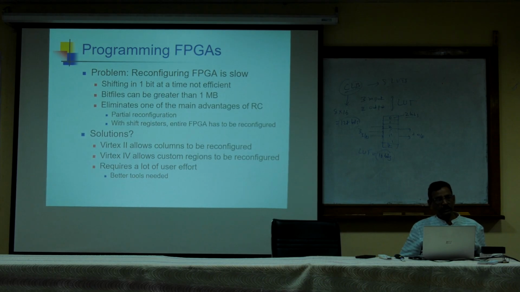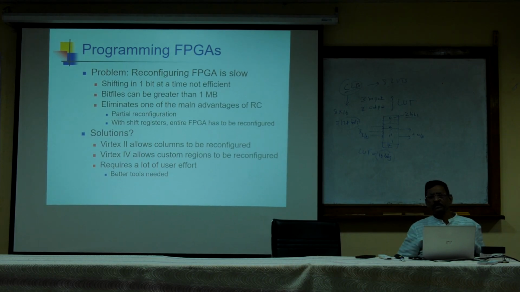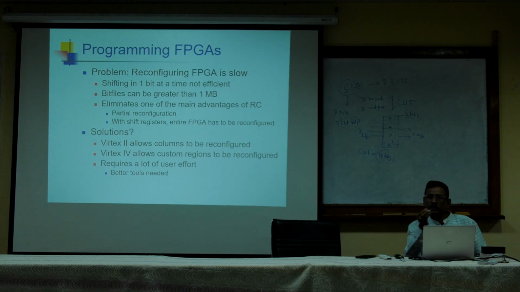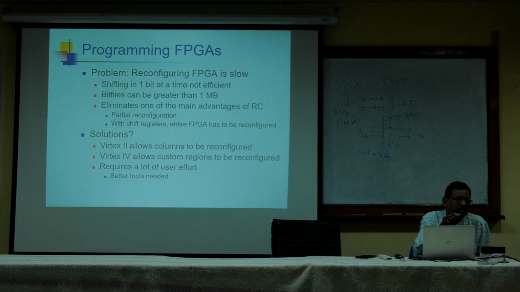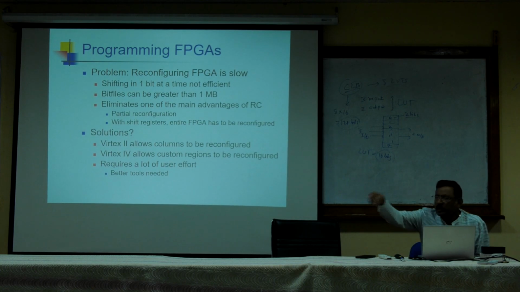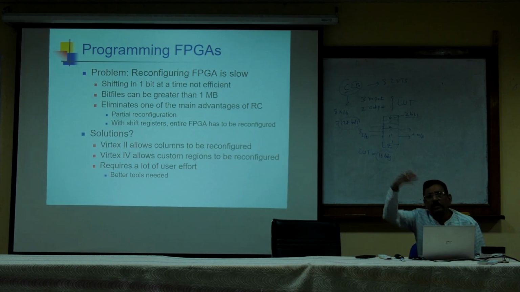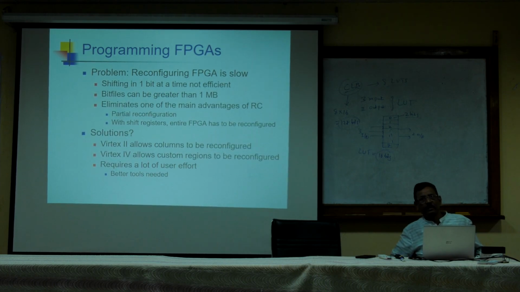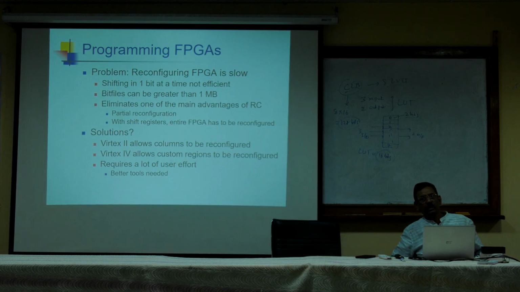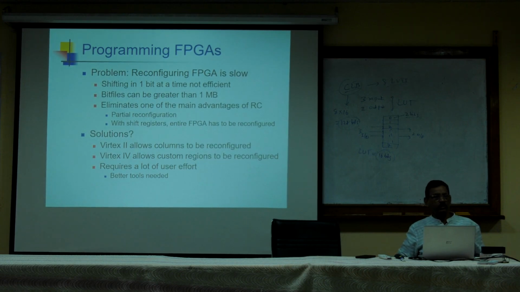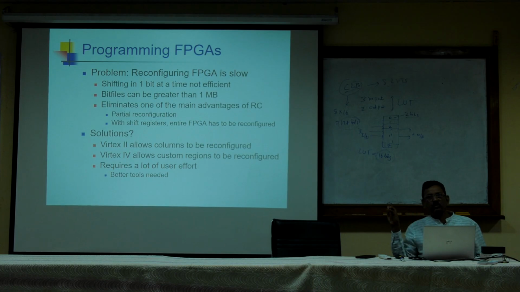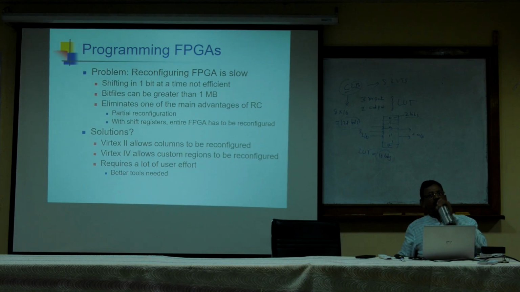With partial reconfiguration, we need not reconfigure the entire chip again. If we already reconfigured and you just modified only 1 or 2 bits, then only those 1 or 2 bits you have to reconfigure. Why do you need to reconfigure the entire chip again? That partial reconfiguration is possible only in the latest FPGAs, not all FPGAs. So Virtex 2 and Virtex 4, though Virtex 4 is also not the latest. Virtex 7 is there, and 8 is there now.